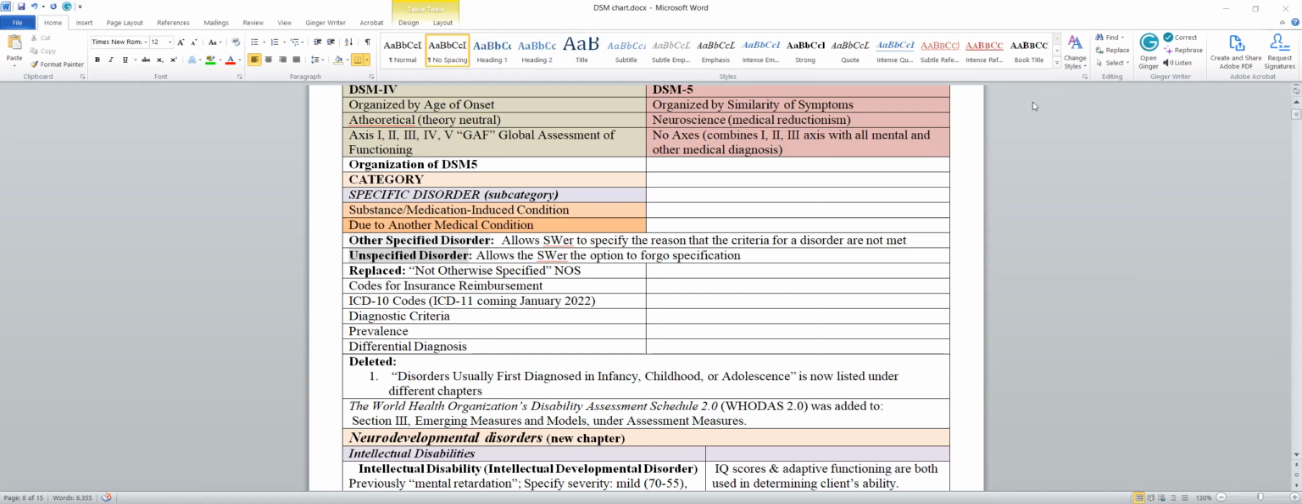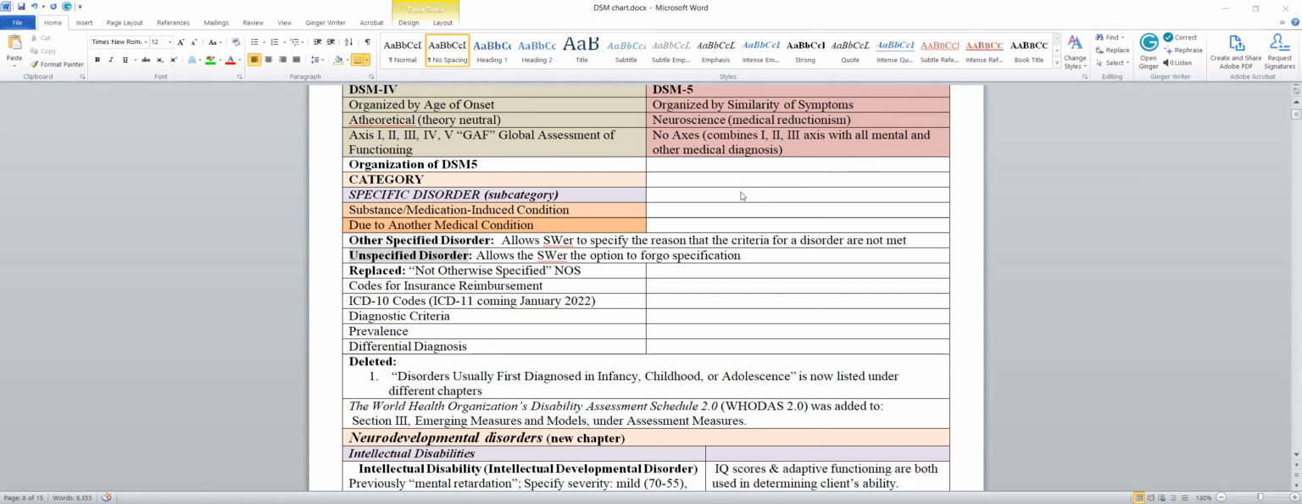What was deleted and is no longer found in the DSM-5 are disorders usually first diagnosed in infancy, childhood, or adolescence, which are now listed under different chapters. The World Health Organization's disability assessment schedule was added to section 3, emerging measures and models under assessment measures.